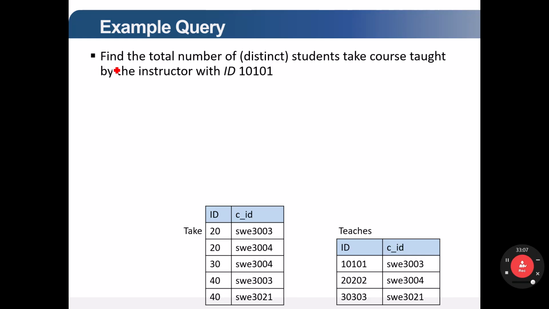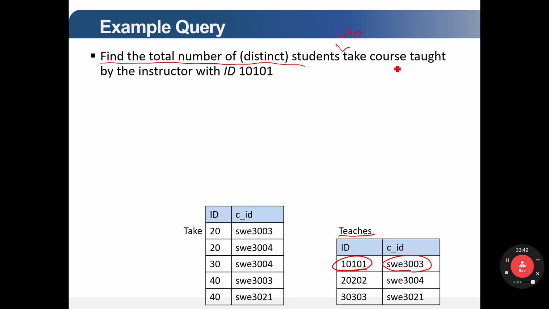And next, find the total number of unique students who take courses taught by the instructor with ID 10101. So if you look at the teaches table, we have this course teaching information: the instructor with ID 10101 taught SW 3003.